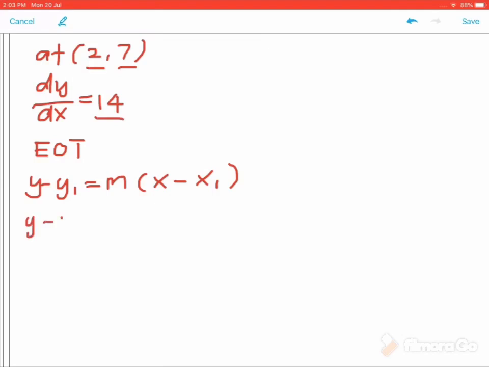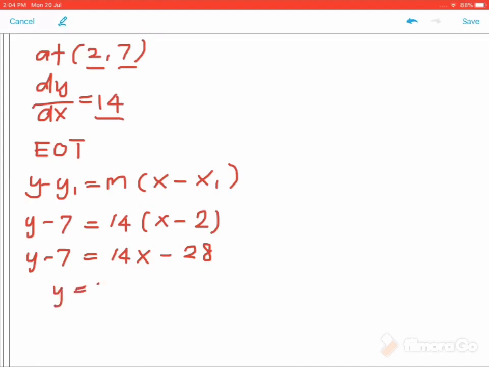You get y minus 7 is equal to 14(x minus 2). So now we can simplify. You will get y minus 7 is equal to 14x minus 28. So the final answer we will get is y equals 14x minus 21.